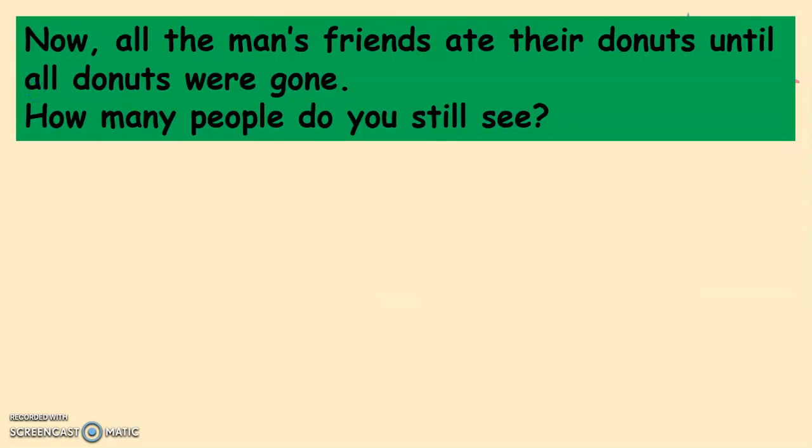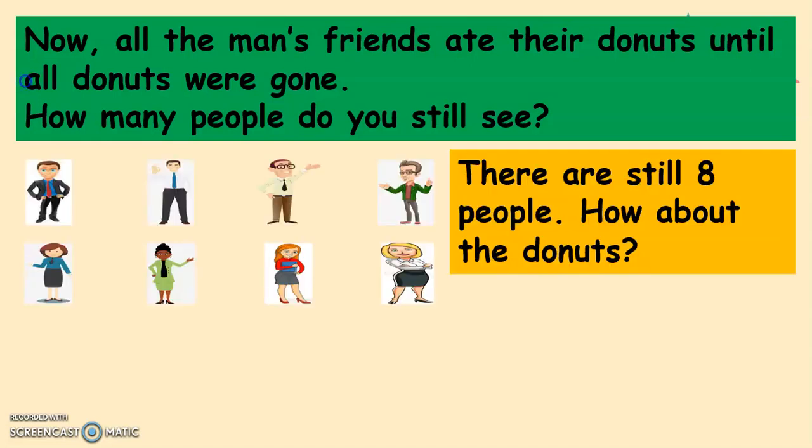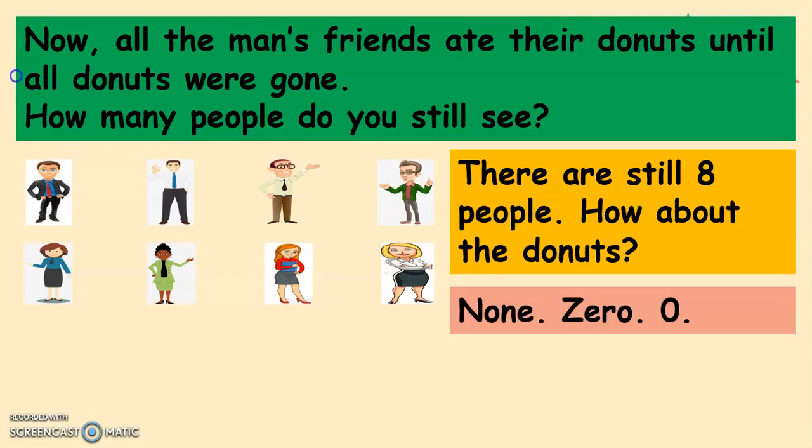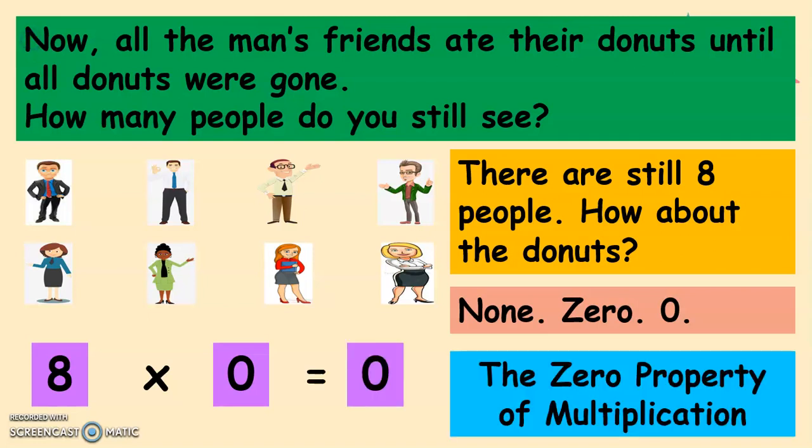There you go. Now, all the man's friends ate their donuts until all donuts were gone. How many people do you still see? Good. There are still 8 people. How about the donuts? Yes, none. 0. So, we may now describe it in the multiplication sentence as 8 times 0 equals 0. And this is what we call the zero property of multiplication.